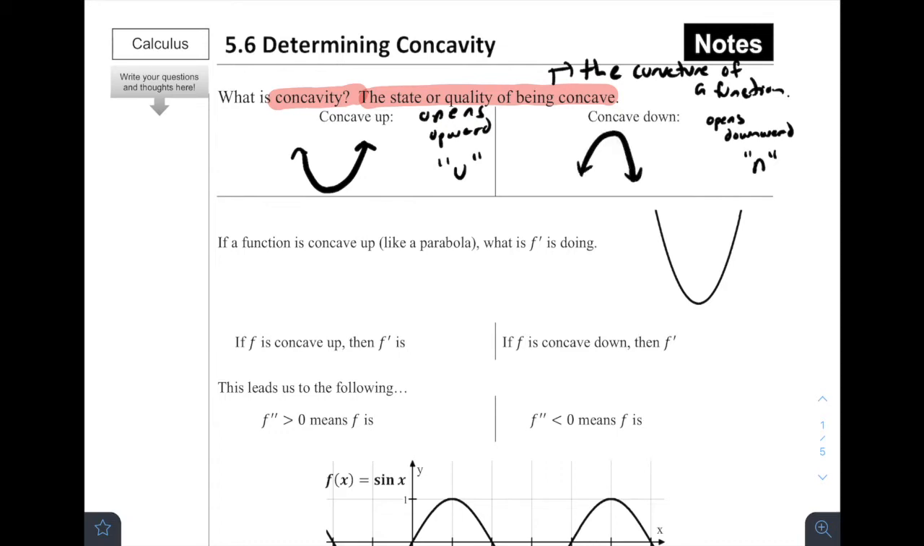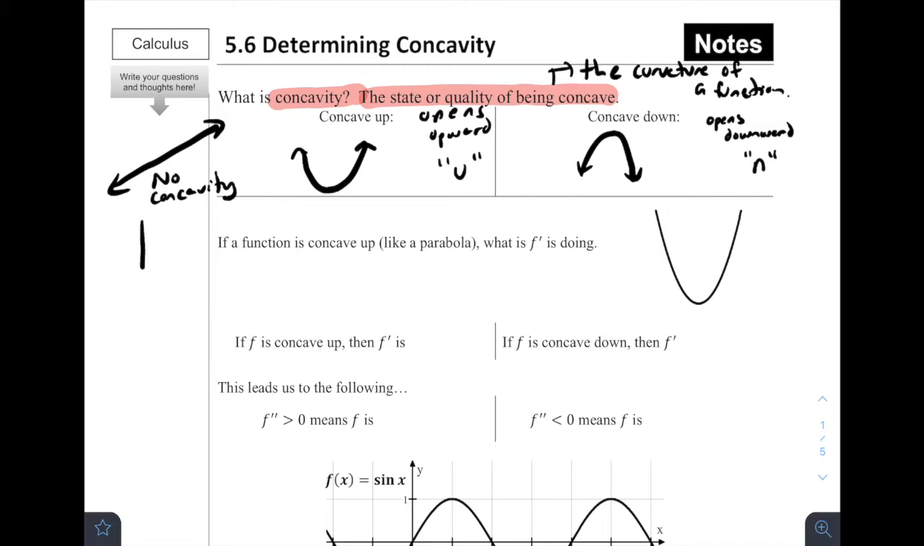Now, not every function on an interval has concavity. We would say that, for example, a straight line is neither curved upward nor downward. We would say that this has no concavity. And a function, depending upon the interval, could have parts that are concave up or concave down.